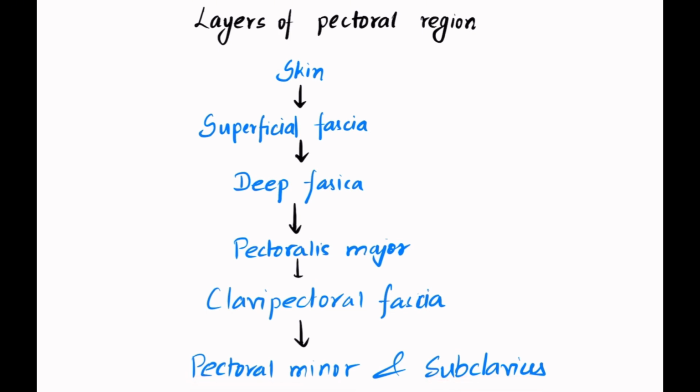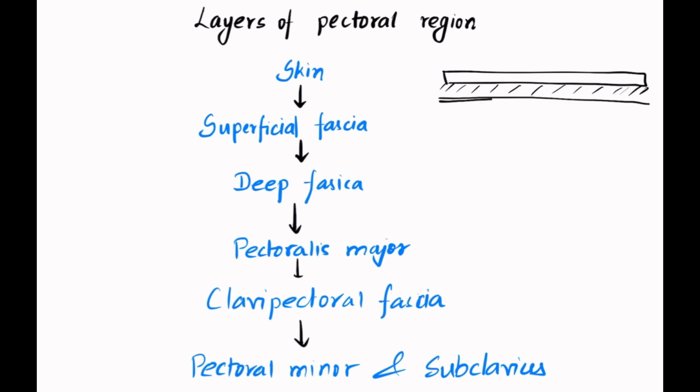So what did I say? Outermost layer is the skin, which contains epidermis and dermis. Right below the skin is the superficial fascia, which contains the breast, cutaneous nerves, cutaneous blood vessels, and platysma muscle. Below the superficial fascia is the deep fascia. The deep fascia covers the pectoralis major muscle. So the muscle present right behind the deep fascia is the pectoralis major muscle.